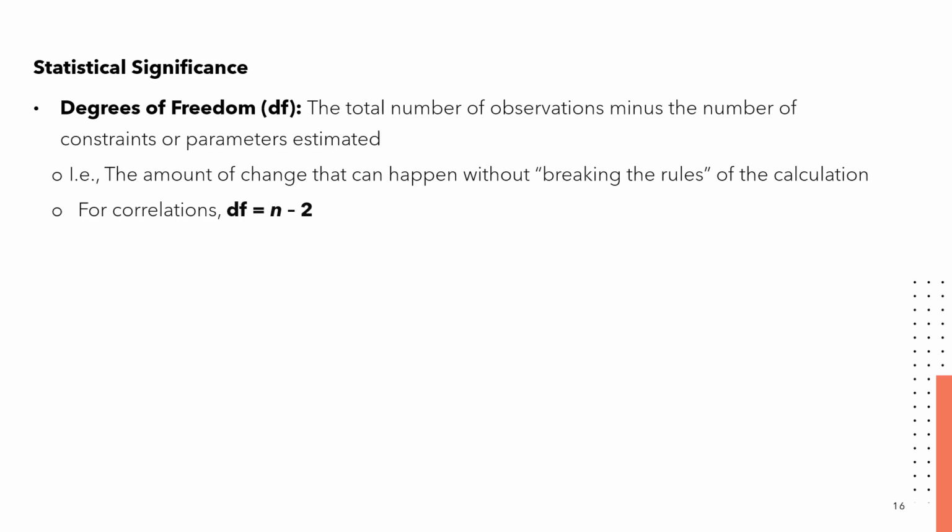Before we can determine the statistical significance of a correlation, we need to understand degrees of freedom. Degrees of freedom are the total number of observations minus the number of constraints or parameters estimated. You can think about this as the amount of change that can happen without breaking the rules of a calculation. Different tests will have different degrees of freedom. For correlation, the degrees of freedom is n minus 2. So if you had a sample of 24, 24 minus 2 is 22. So your degrees of freedom is 22.